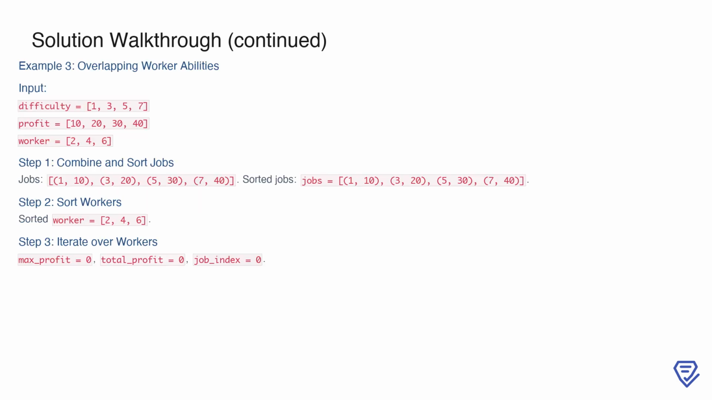In this example, we explore overlapping worker abilities, where some workers share the capacity to perform the same jobs. The input includes job difficulties 1, 3, 5, 7, profits 10, 20, 30, 40, and worker abilities 2, 4, 6. After combining the jobs into pairs and sorting, we get 1, 10, 3, 20, 5, 30, 7, 40. Since the jobs are already sorted by difficulty, no additional sorting is required. The worker array is sorted as well, resulting in 2, 4, 6. As usual, we set max_profit to 0, total_profit to 0, and job_index to 0 to begin iterating through the workers.